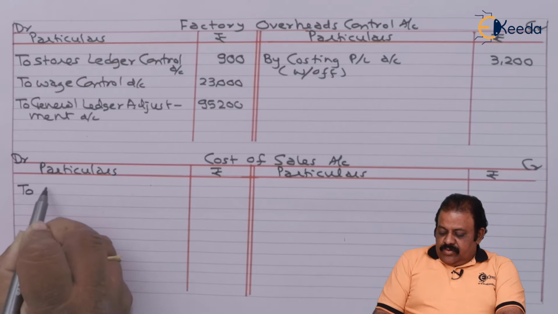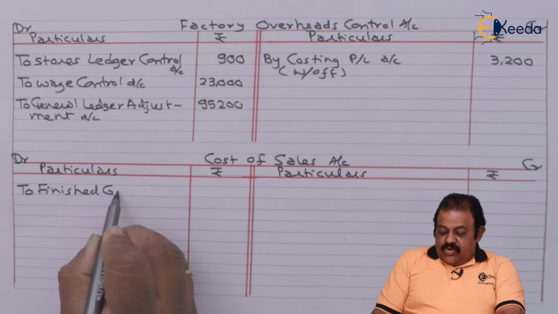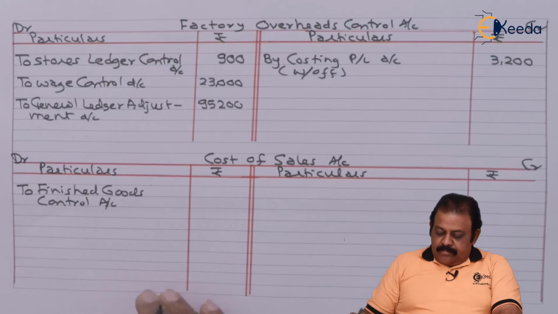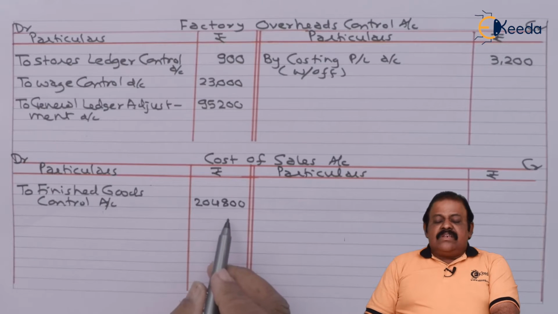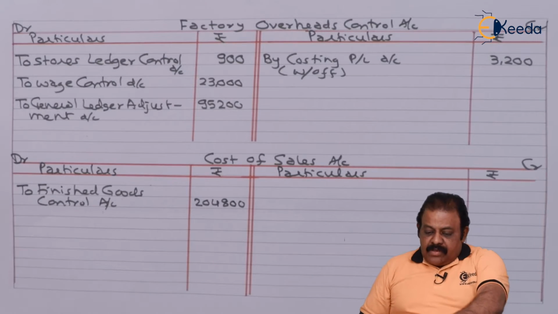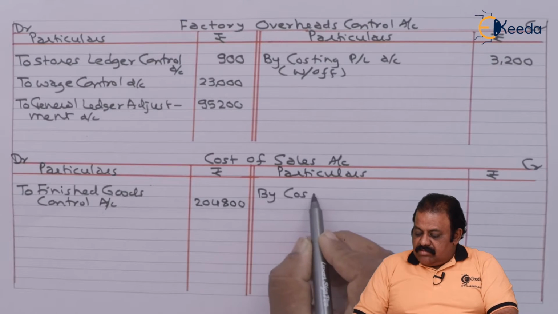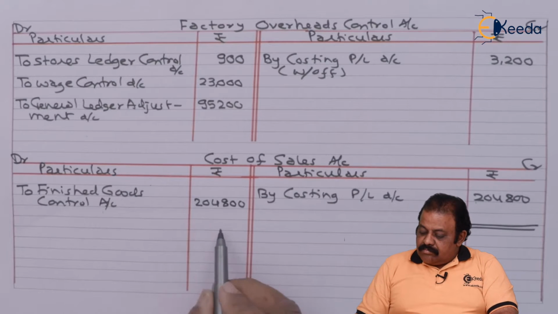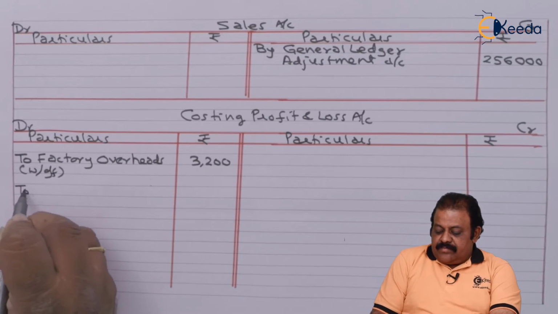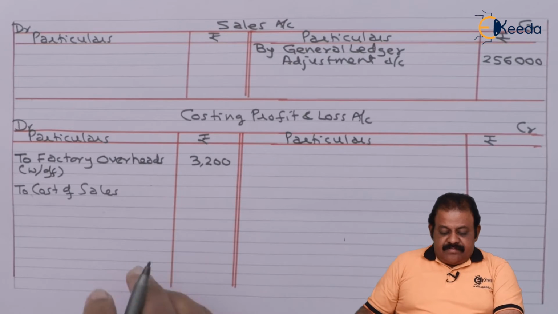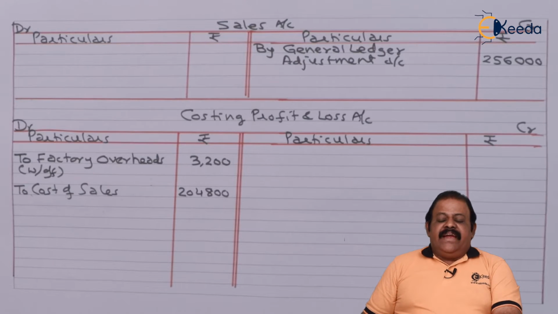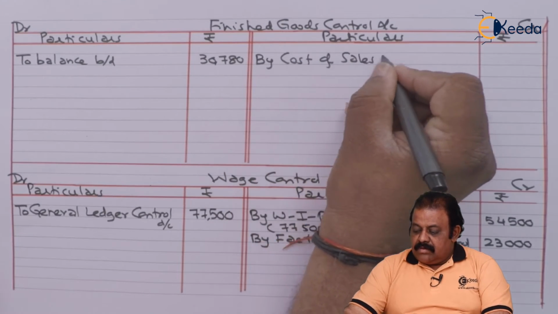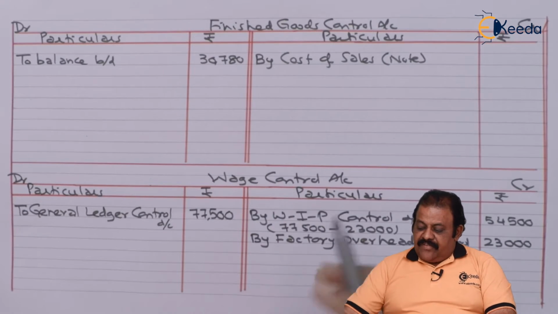In cost of sales, on debit side we will be writing to finished goods control account 2,04,800, which just now we have calculated. This will be then transferred to costing profit and loss account. Costing profit and loss account debit side, to cost of sales 2,04,800. In finished goods control account, on credit side, by cost of sales, reference to note 2,04,800.